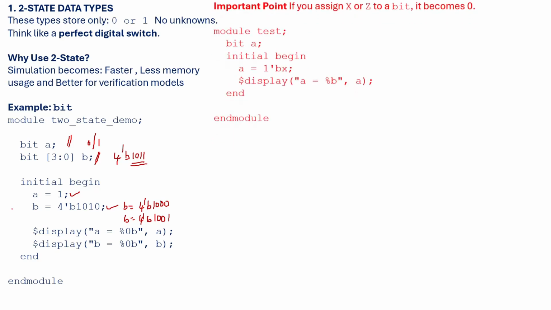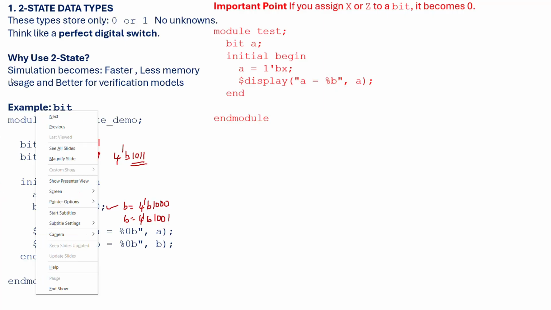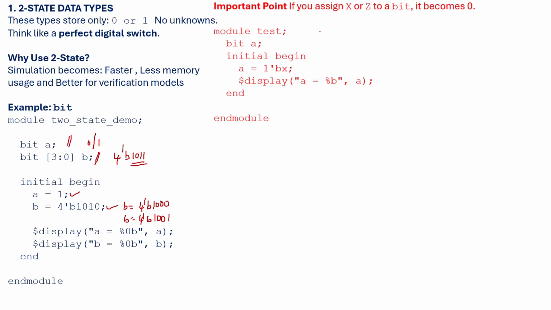And what is the important topic here? The two-state data type cannot hold unknown values or high impedance values. If we assign anything like that, it will become 0. That means if you give a equal to 1'bx, your output will be a equal to 0 only. So that is the important thing. If you assign unknown values to two-state data types, it will store 0 only, because unknown values are not considered in the two-state data type.